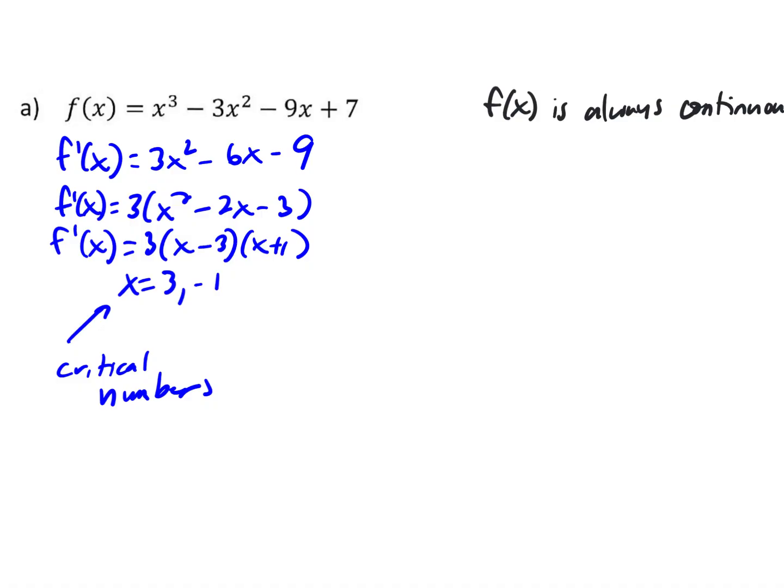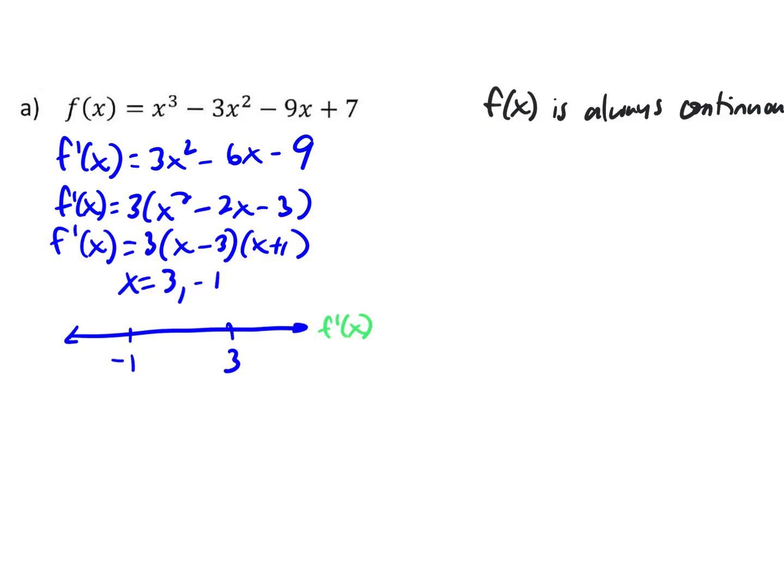Now, here's what we do with that. Okay, we're going to make a number line. And on that number line, we're going to include only -1 and 3. That's all we have to do. And I'm going to label it the first derivative because eventually we're going to have a second derivative number line too.